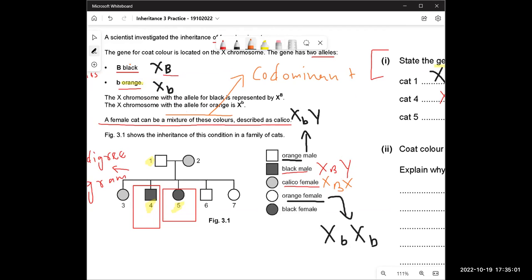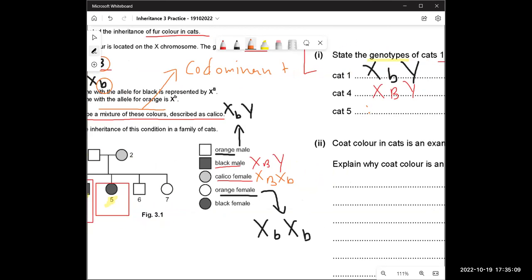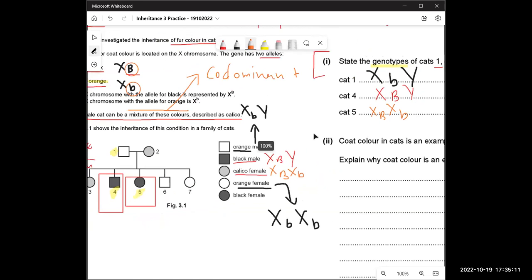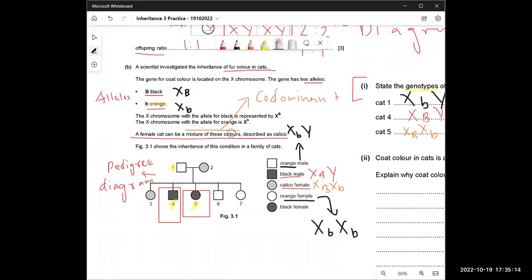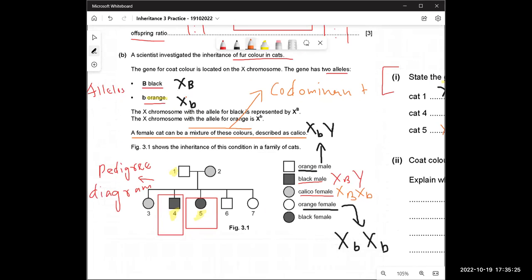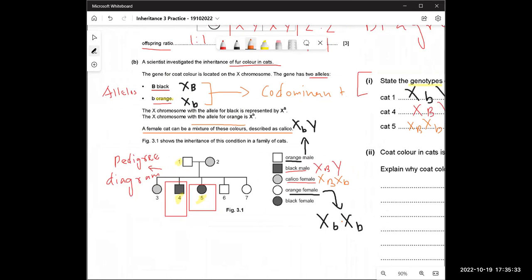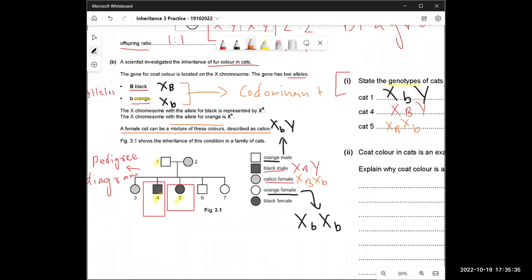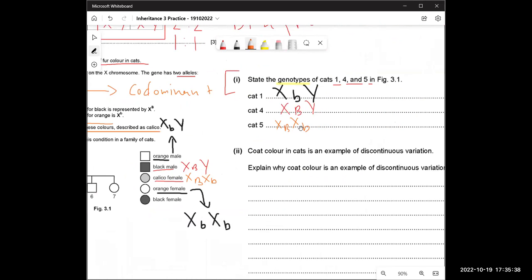Now she has both black and orange. Therefore, one for black, capital B, and one small b. So X capital B, X small b. In this kind of question, sometimes we assume that the capital is always dominant. But we have to read the question. When they say that a mixture of both is seen, then they must be codominant. What that means is if you have both capital and small, it will have a mixture of these colors. So capital B and small b.